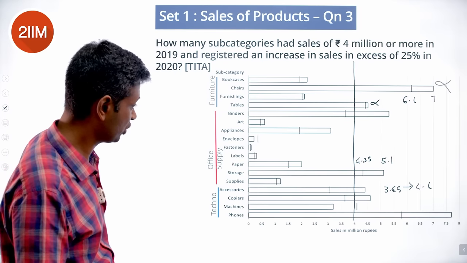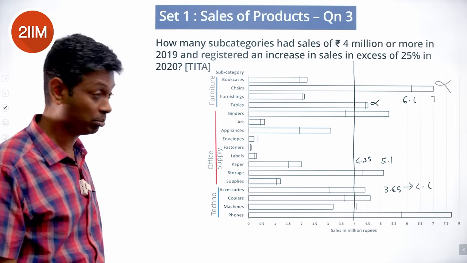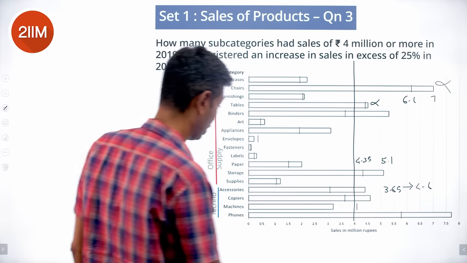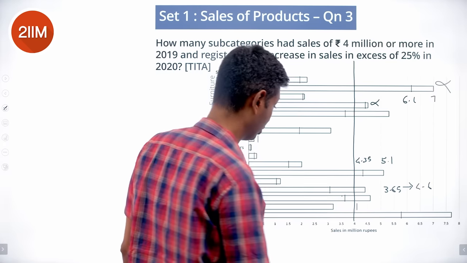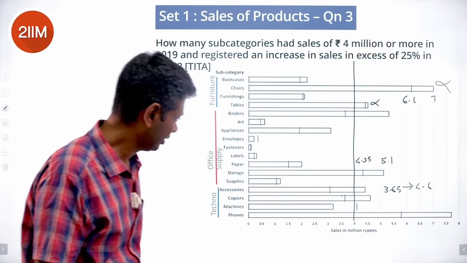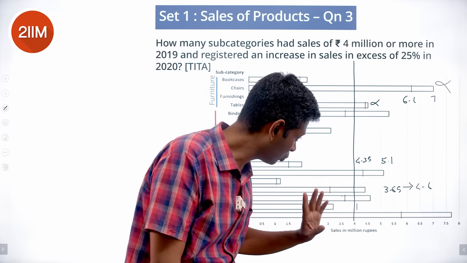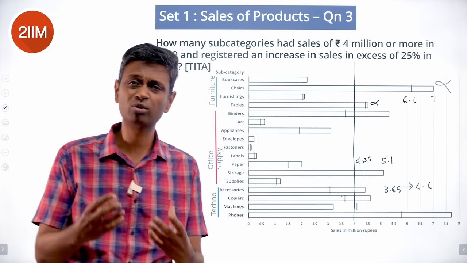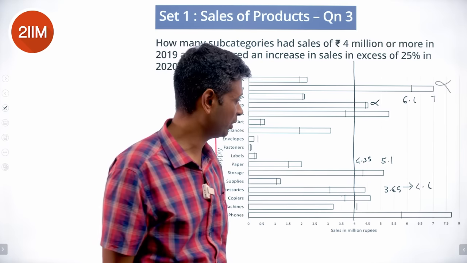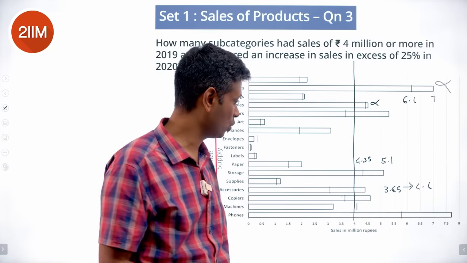Copiers is 3.65 to 4.6. Might that be? So that's something that I want to keep in mind. I want to revisit this, copiers, before we jump in. It is a little more than 3.5. That looks like 4.6. 3.65 to 4.6 is so close, dicey close to 25%. So we'll have another go at it.